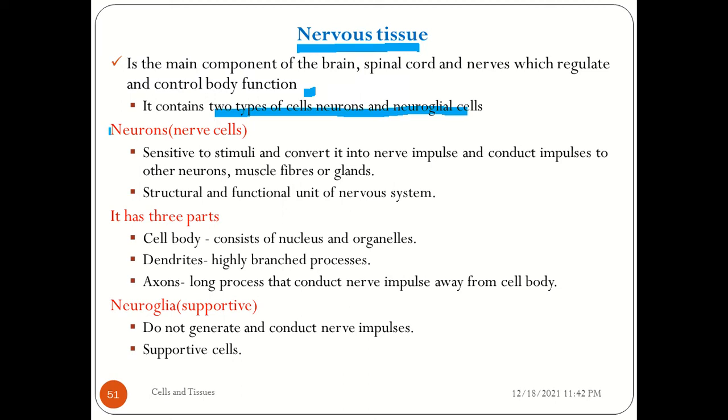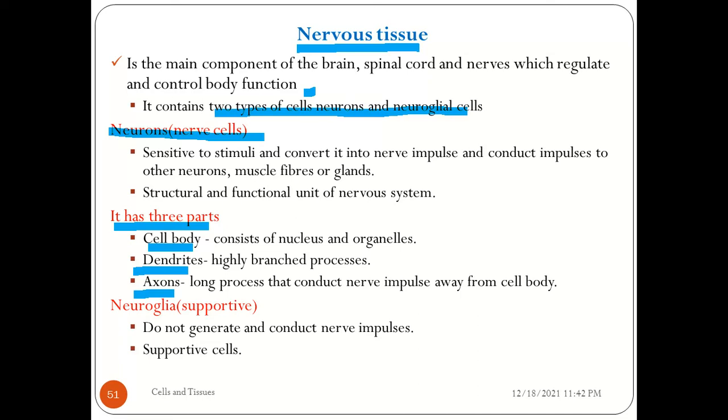Neurons are nerve cells sensitive to stimuli, converting them into nerve impulses, and conducting impulses to other neurons, muscle fibers, or glands. Structural and functional unit of the nervous system. It has three parts: cell body, dendrites, and axon. By the way, like muscle, the nervous system is a separate chapter, so we will see it in detail later.